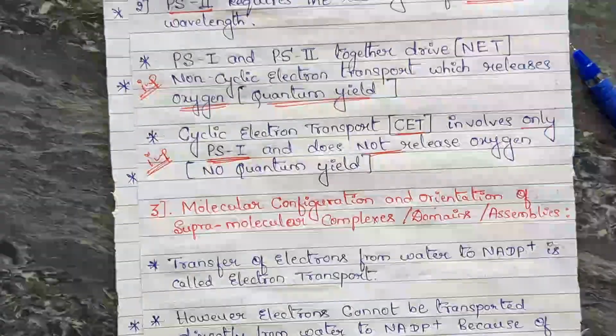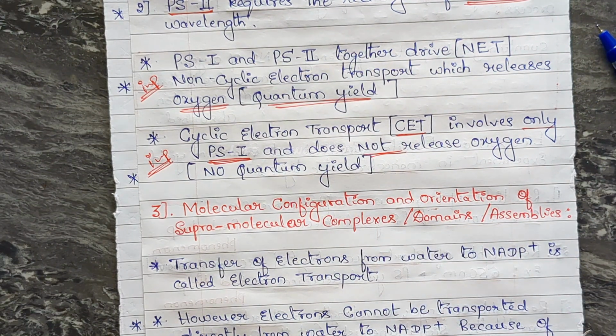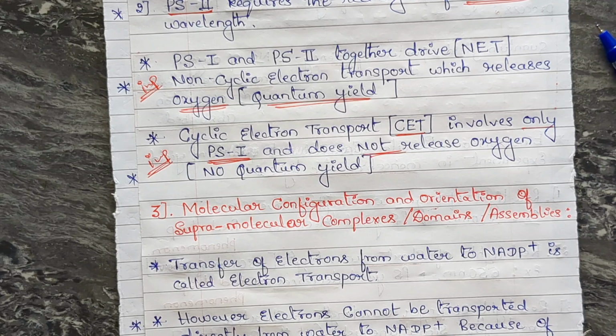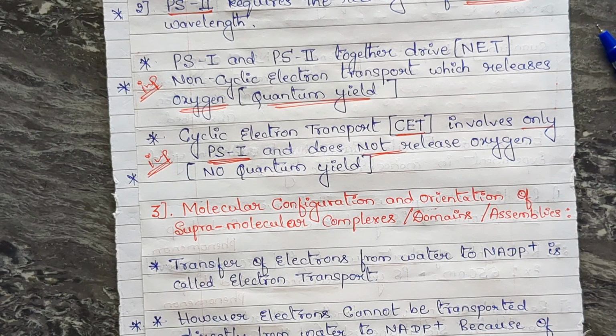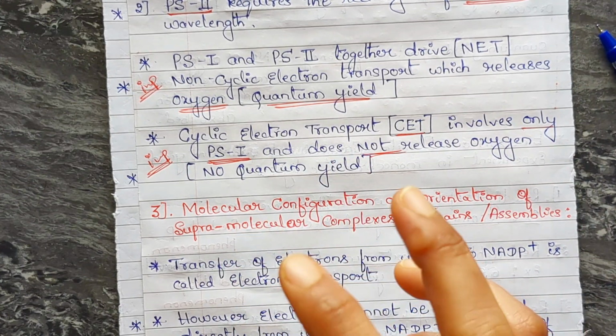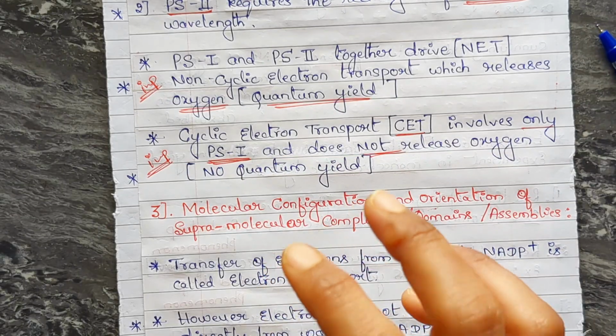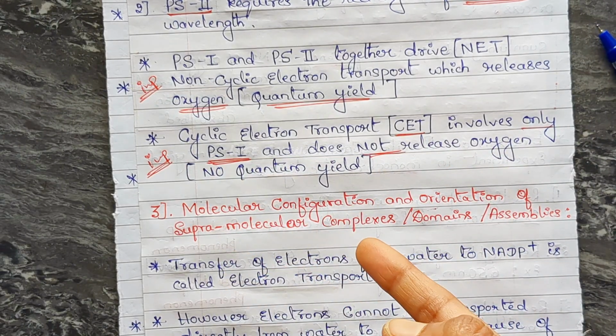So what is the conclusion for this Emerson enhancement effect? The Emerson effect says that there is an increase in the rate of photosynthesis when light of two different wavelengths is provided together. So this experiment is the evidence for the presence of two systems, that is photosystem 1 and photosystem 2.